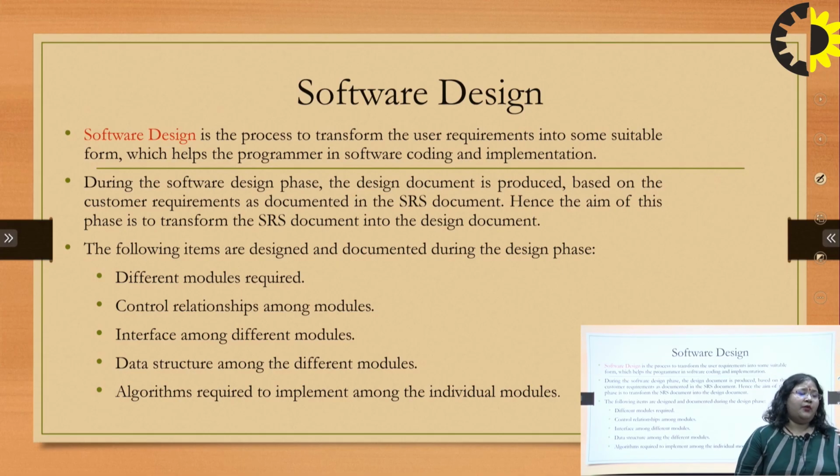Now the second thing is the control relationship among the modules. Each and every module is dependent on some other module. So we have to find the control relationship between the modules, the interface among the different modules, the data structures among the different modules, and the algorithms required to implement each individual module, because modules are either lowly coupled or highly coupled, and I will explain what coupling is in a further lecture. So these are the basic items that we require during the design phase.